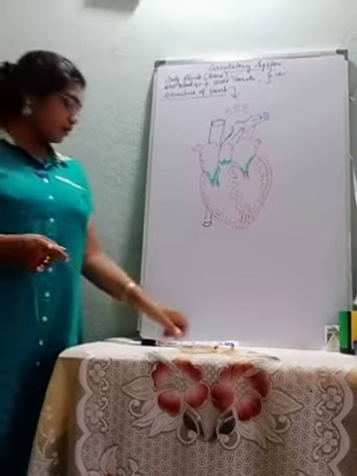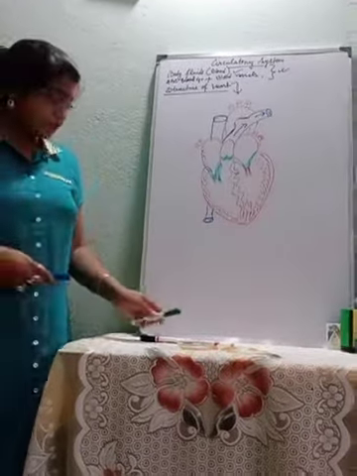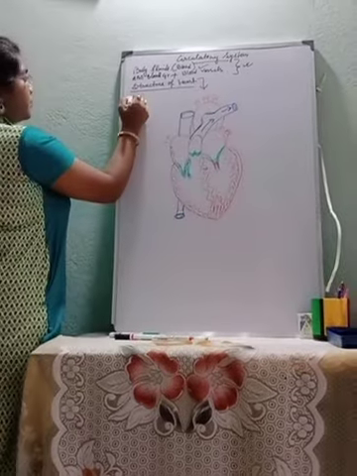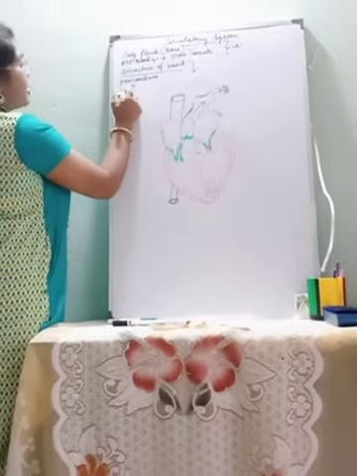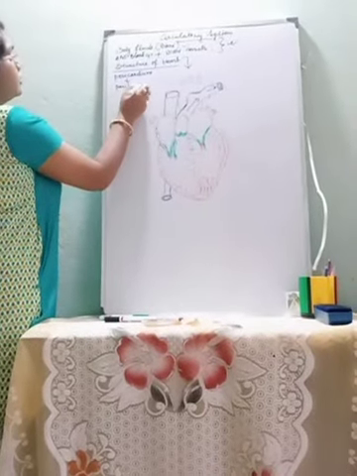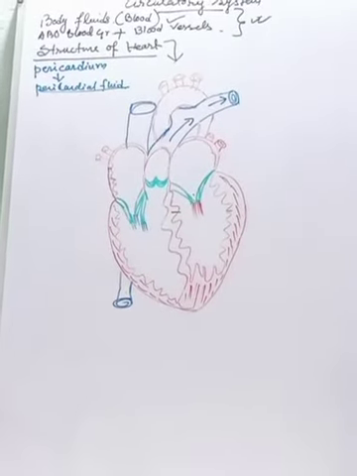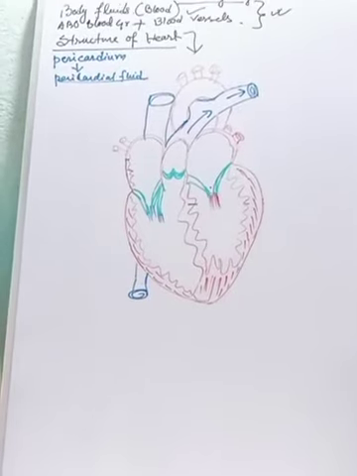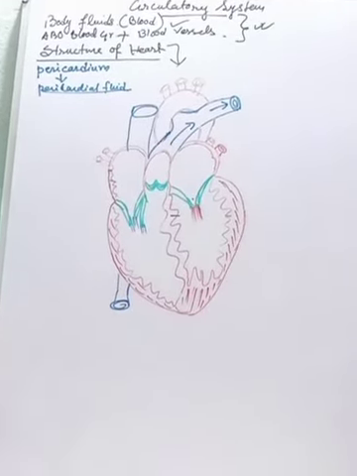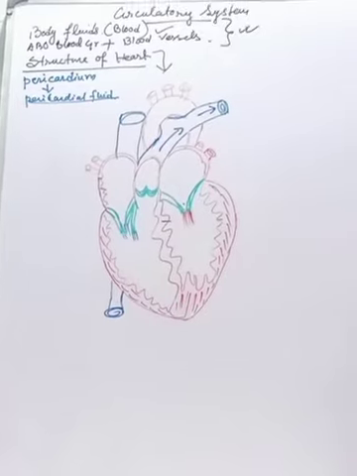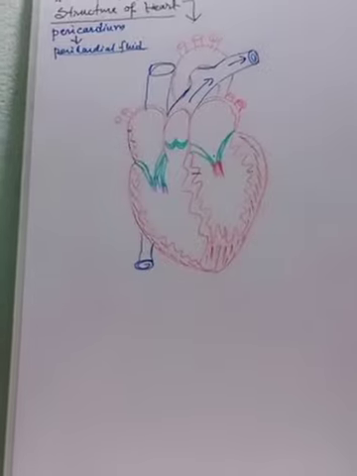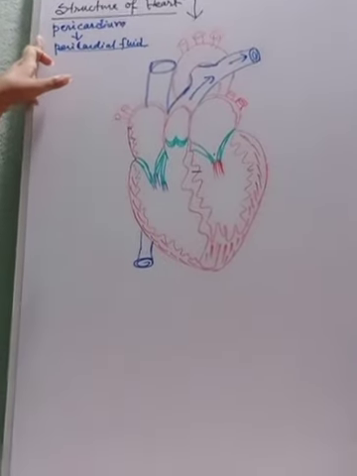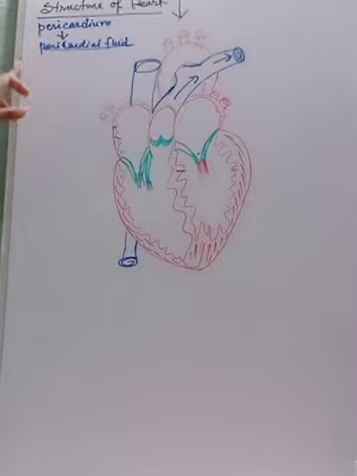Now I have spoken about the shape and size, so let me come to its covering. The covering of the heart is called the pericardium, and inside the pericardium we have the pericardial fluid. Why is this pericardial fluid so important? Because it is present between the membranes of the pericardium and it protects the heart from mechanical injury and from any kind of shock. So for that reason it is very important. Clear, students? Now let us proceed.